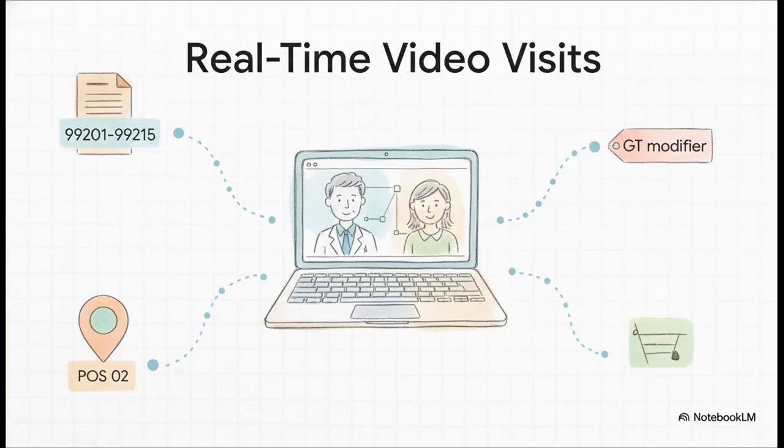Now for the main event, real-time video visits. The good news is you're going to use the standard EM codes you already know, like 99201 to 99215. But, and this is a big but, you have to tell the insurance company it was a virtual visit. You do that by either tacking on the GT modifier or using 02 for the place of service code. It's a simple step, but it's absolutely crucial.